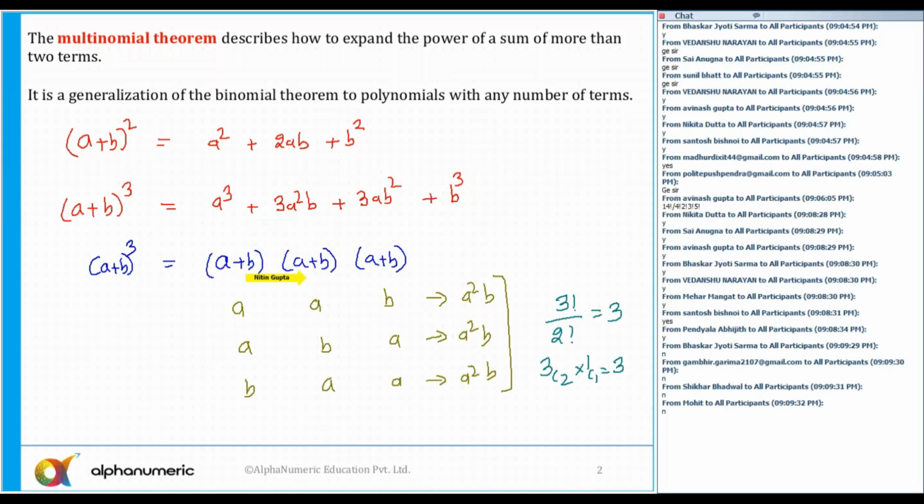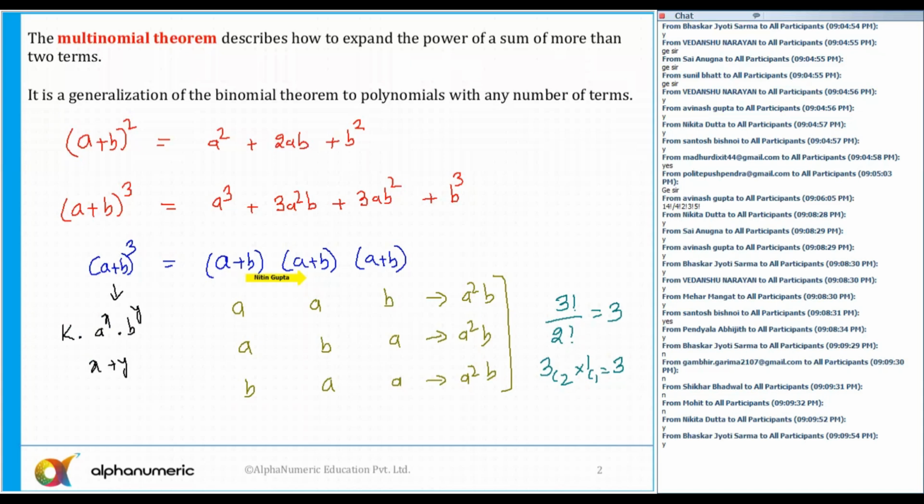So if I expand (a plus b) whole cube, in general, can we say that all the terms will be in the form of some coefficient into a raised to power x into b raised to power y? Like here in the first case, the sum of the powers, x plus y, must be equal to 3.